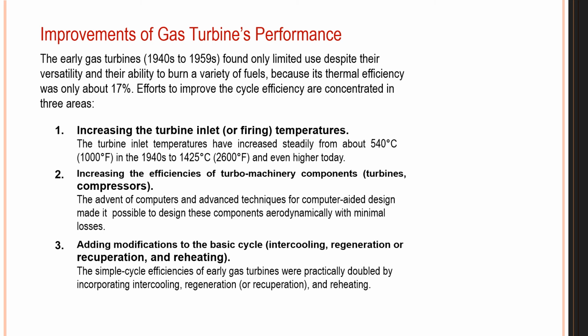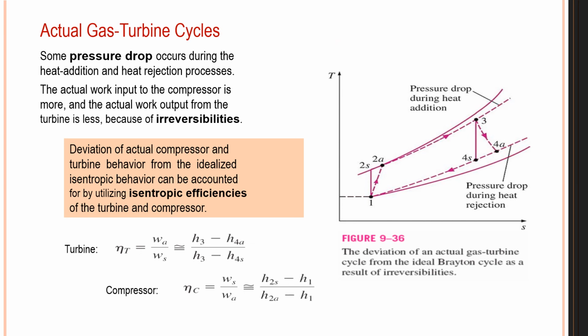Look at this, the improvement of the gas turbine. As we have seen the improvement of the Rankine cycle, here also we have a few important points: increasing the turbine inlet temperature; the efficiency of the turbo machine components, the turbine and compressor; and adding modifications to the basic cycle by intercooling, regeneration, recuperation and reheating. These things will enhance the gas turbine power plant efficiency.